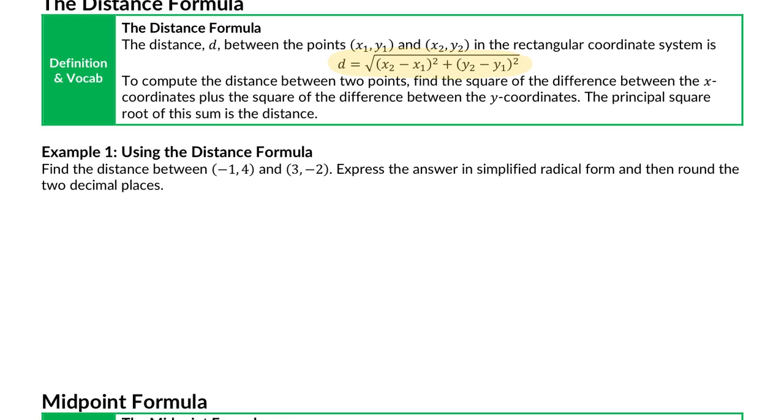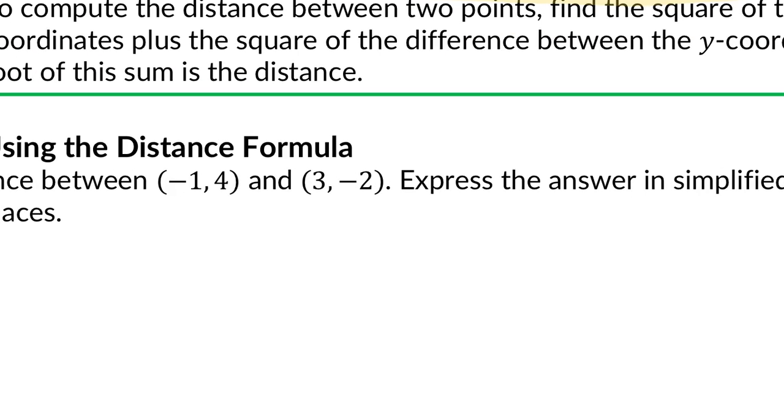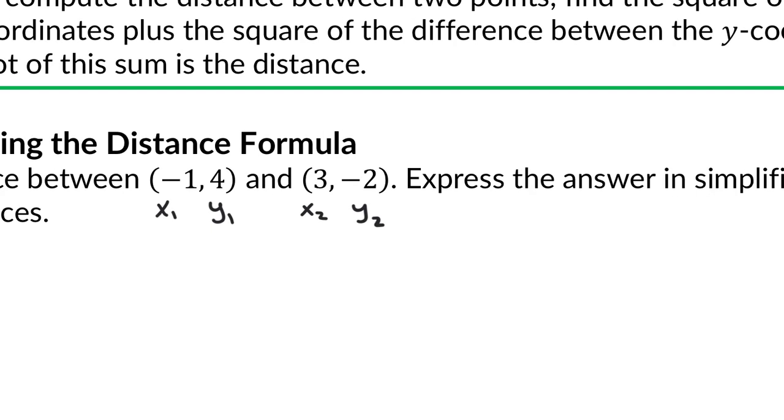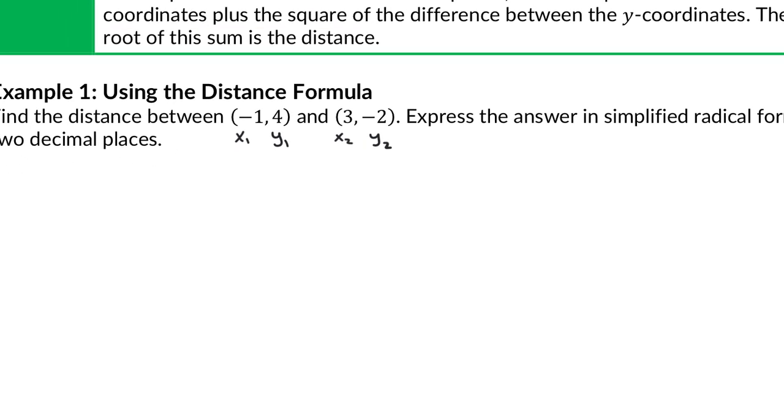If we're finding the distance between these two coordinate points, we're going to express our answer in both simplified radical form and then rounded to 2 decimal places. You don't have to label your points, but while we're learning, it's helpful. We'll call this one x1, y1, and then x2, y2, which tells me exactly where to put them in the formula itself.